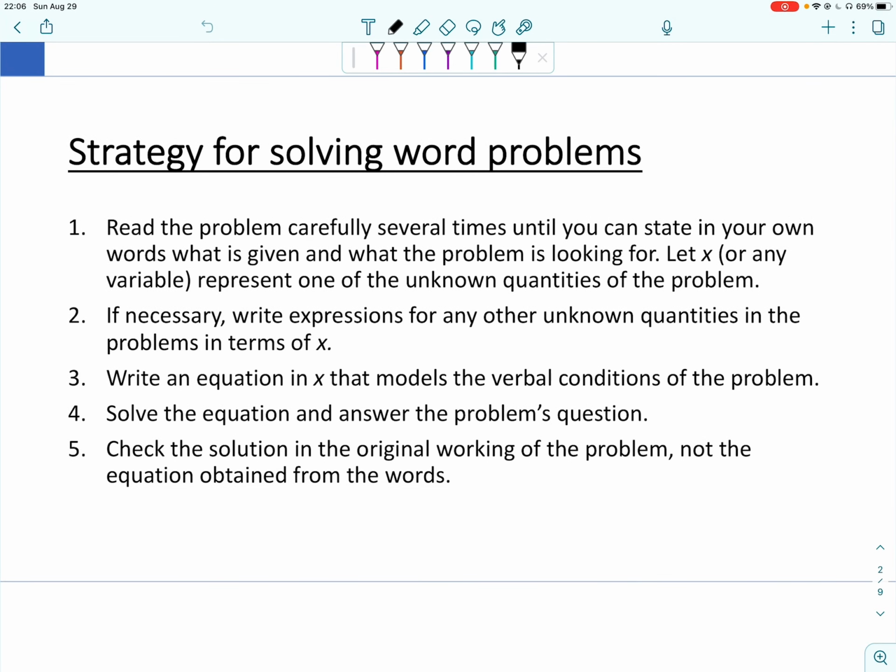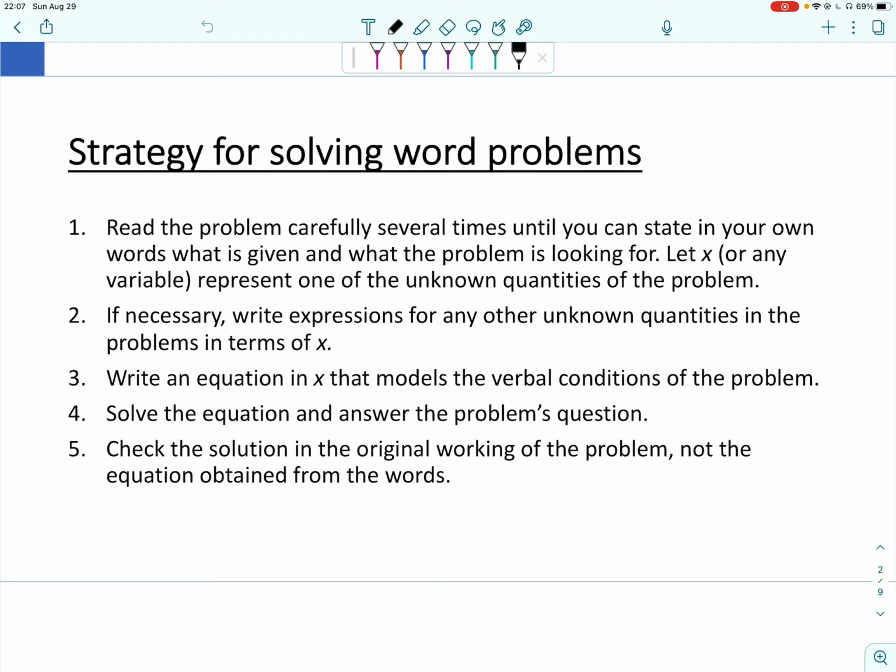First thing, read the problem carefully, several times if you need to, until you can state the problem in your own words, what is given, and what the problem is looking for. Don't just read the problem once and then say, I don't know what it's asking for, or just read it once and be like, oh, I got this, and move on. Take your time, read these problems multiple times so that you can restate exactly what the problem wants. If you have any unknown values, let X represent one of those unknown quantities for the problem.